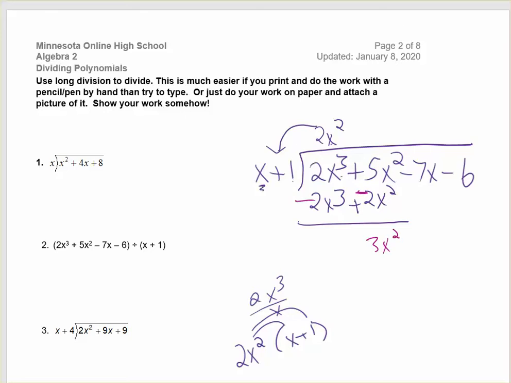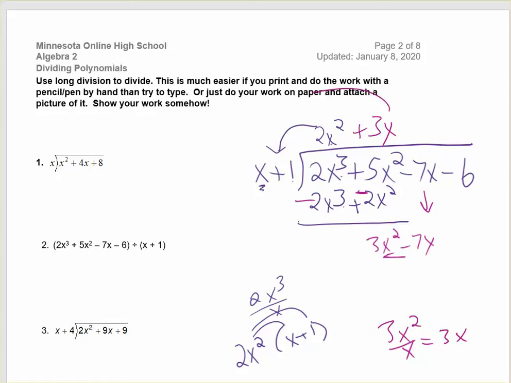And then we have 2x to the third minus 2x to the third, well, that part's 0. So we're just left with 3x squared, and then we bring down the next term, minus 7x. And then we repeat this process. We think to ourselves, we have 3x squared minus 7x, and we're dividing by an x. So just look at the first parts. We're dividing by x plus 1, but we're just going to look at the 3x squared divided by x, and that would be 3x. So that's what gets written on top next.